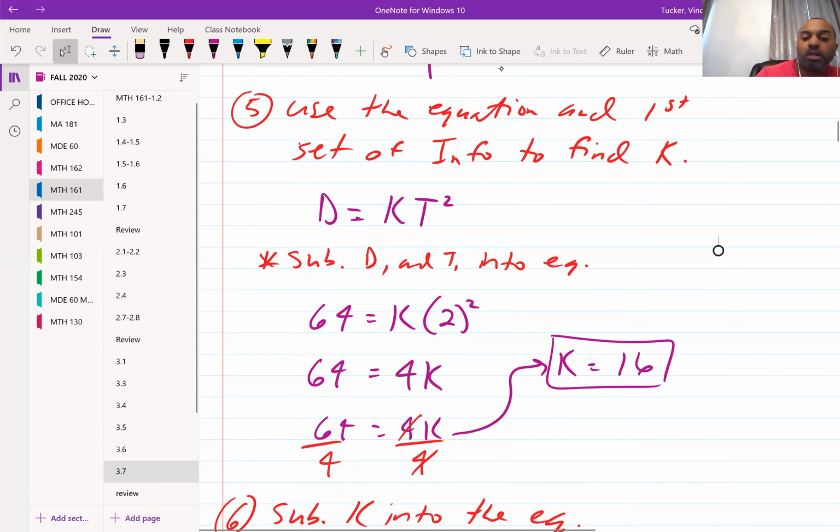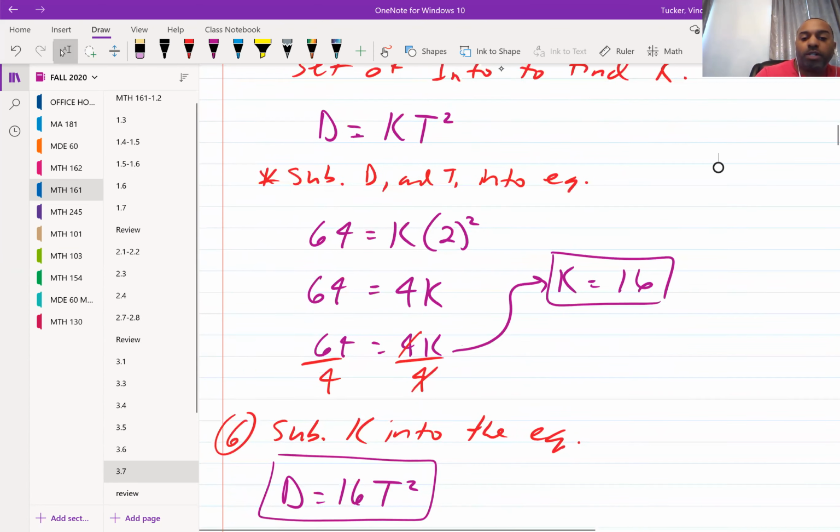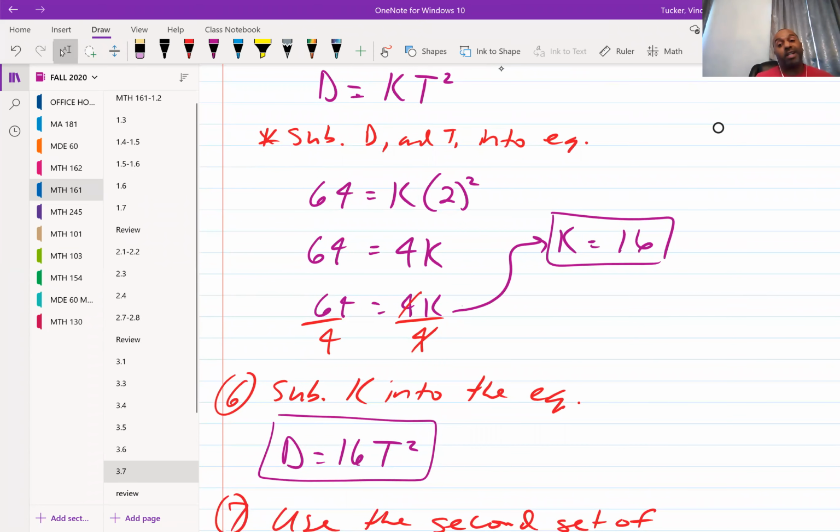All right. So we can substitute K into the equation now. Because remember, it's the constant of variation. That K is going to be the same throughout the whole problem. So that's why it's called a constant of variation. So that's going to be D equal to 16T squared.